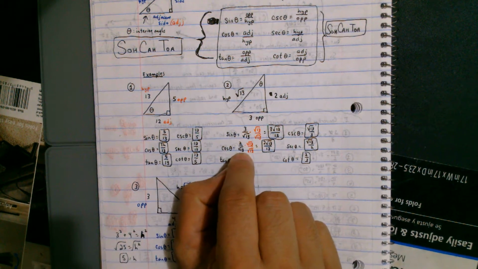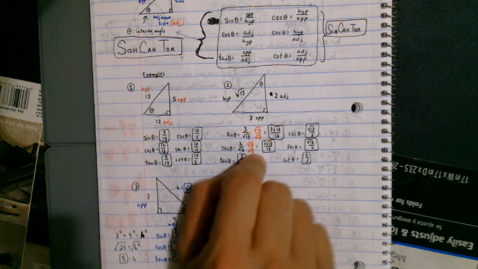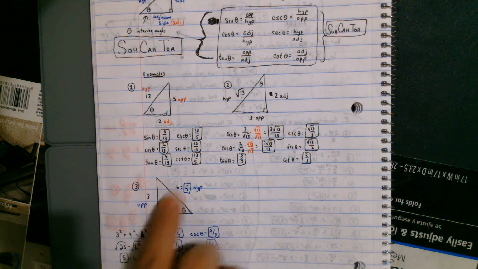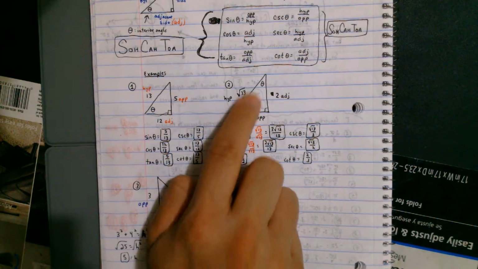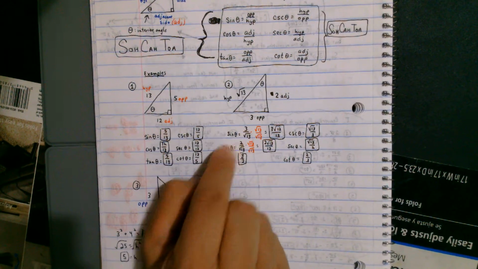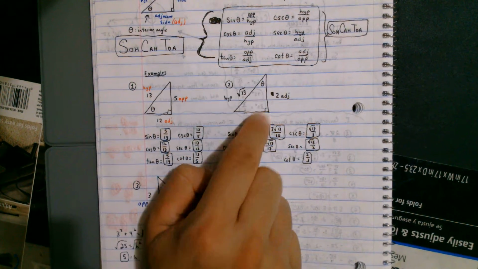Same thing for the cosine. Multiplying by square root of 13 over square root of 13, you get 2 square root of 13 over 13. I'm sorry, I didn't even do cosine. Cosine is adjacent over hypotenuse. So that's what I'm getting, 2 over square root of 13. Tangent is opposite over adjacent, TOA, 3 over 2.